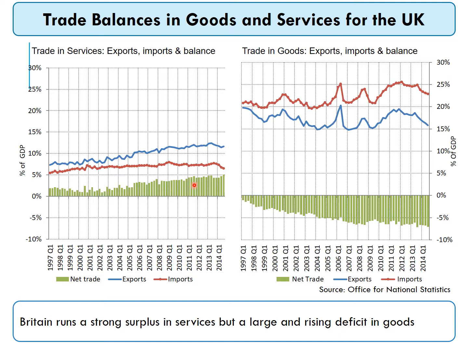The main reason we have a deficit overall is because a much greater problem is in goods. Here, the imports in goods, the red line, is much greater than the exports of goods, the blue line. So we have a large deficit in the trade in goods. We import a great deal more than we export.